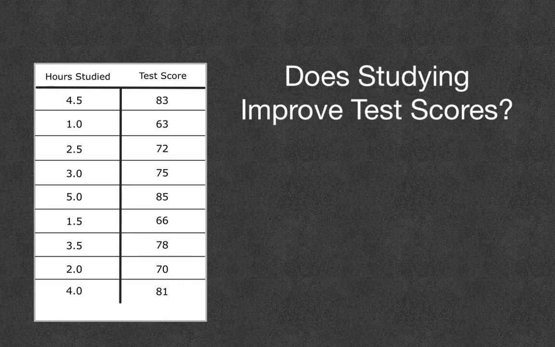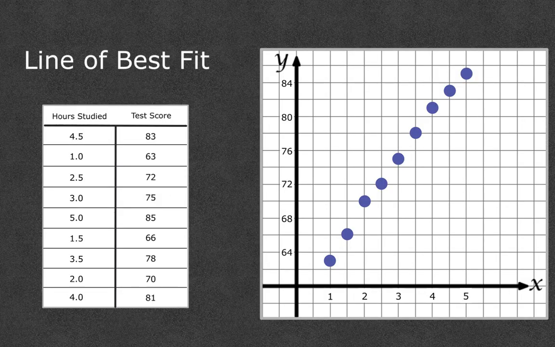Let's take a look at some data. Here we have the number of hours students studied for a test and the scores they earned. Take a look at the data to see if you can find a trend. Now let's plot it to explore further and answer the question we have on our slide here. Each point we have plotted on our graph here represents a student's data. Do you see the trend?